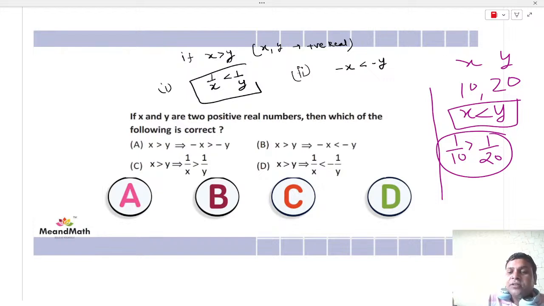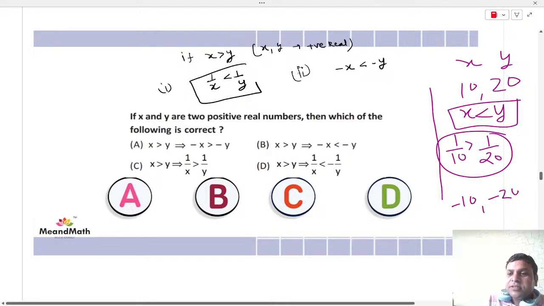Now the second rule, multiplying with minus: -10 and -20. Tell me which is greater here, -20 or -10? -10 is greater than -20. Again here the inequality sign is also changed.